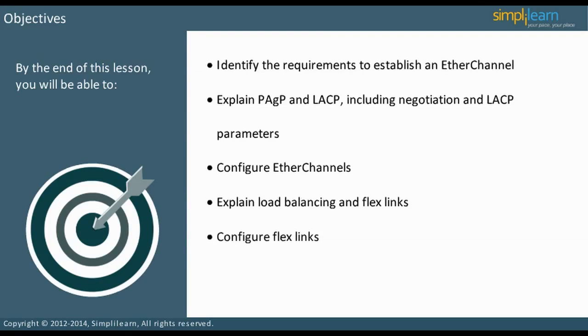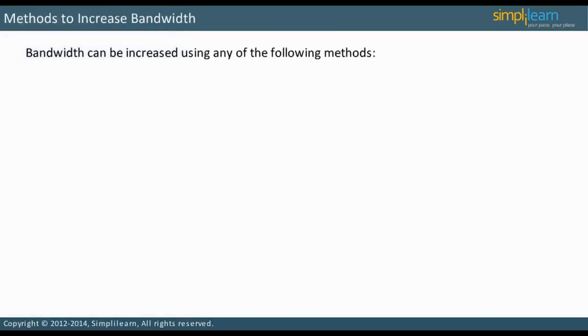Let us start our discussion with the methods to increase bandwidth. Bandwidth can be increased using various methods. One is to replace the link with a higher speed link. This possibly necessitates an expensive switch upgrade. This is because the distribution and core switches will not be able to handle the speed.